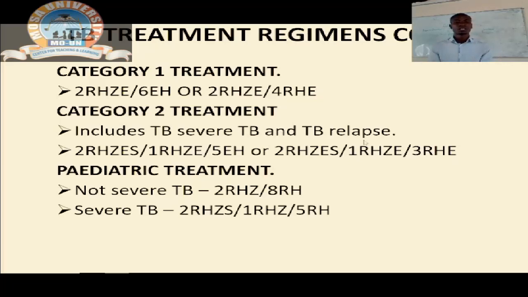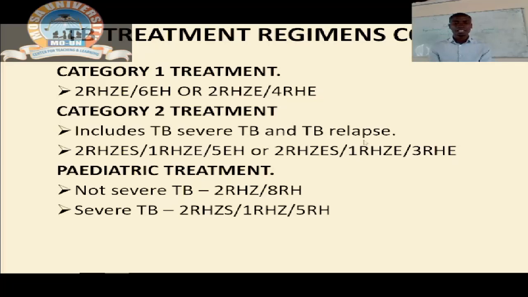Pediatric treatment. First, for non-severe TB, you give rifampicin, isoniazid, and pyrazinamide for 2 months. For the last 8 months you give rifampicin and isoniazid. So in pediatric tuberculosis, we give the medication for 10 months.